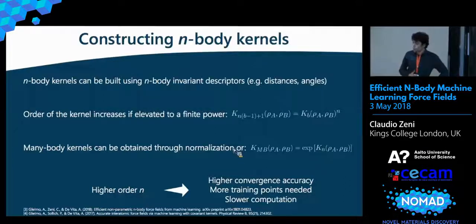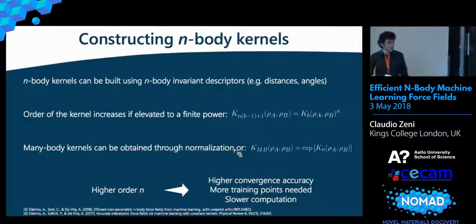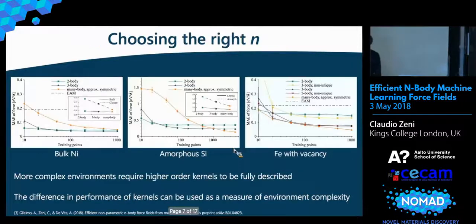We get more accuracy because we can distinguish between environments that maybe two-body kernels see as the same, but we need more training points because the dimensionality of the problem increases. For example, if we have a two-body kernel, the only dimensionality we care about is the distance. So it's a very simple kernel to train. Moreover, we have slower computation because as a two-body kernel goes with the number of neighbors, a three-body kernel goes with the square of the number of neighbors because we have to account for every triplet in the system. So it is fundamental to choose the right n for the task.